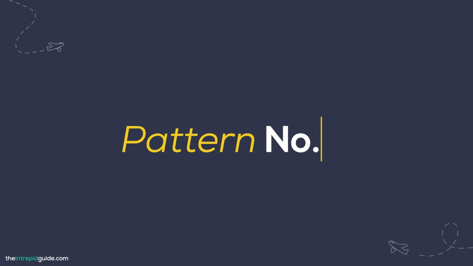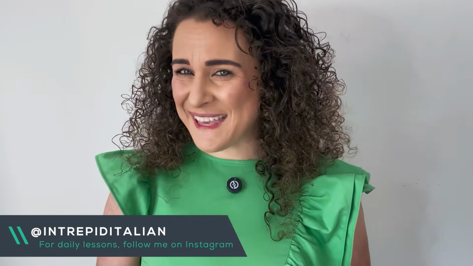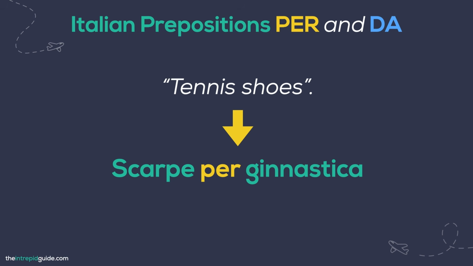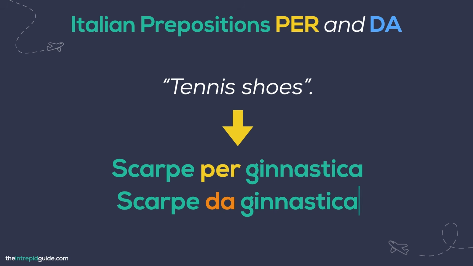Now this brings us to another mistake that I see my students make all the time. But once you learn this trick, you'll never make it again. Now imagine you've just finished class and you're chatting to a friend and you tell her that you need to buy some tennis shoes. But what do you call these in Italian? Do you say scarpe per ginnastica or scarpe da ginnastica?